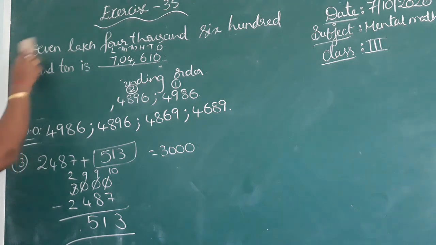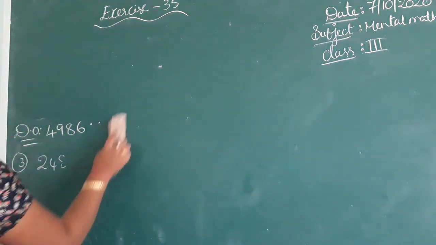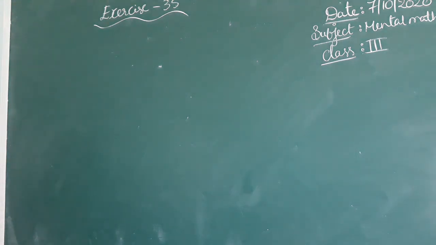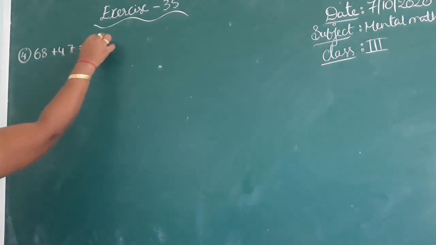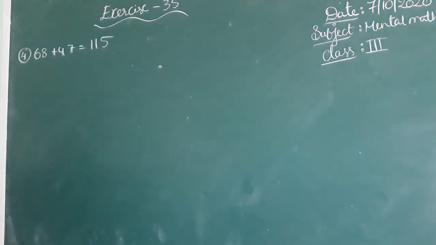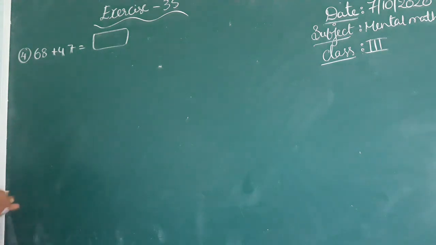See the fourth one. 68 plus 47 equals 115. 68 plus 14 equals how much? They are asking us to find out by the shortcut method. Find out the value by the shortcut method.